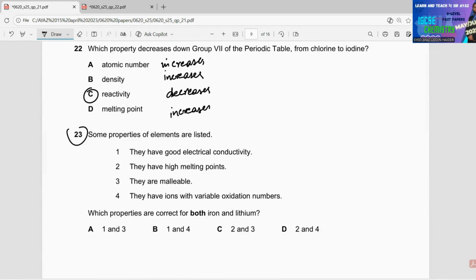23. Some properties of elements are listed. 1. They have good electrical conductivity. 2. They have high melting points. 3. They are malleable. 4. They have ions with variable oxidation numbers. Which properties are correct for both iron and lithium? Where are iron and lithium?